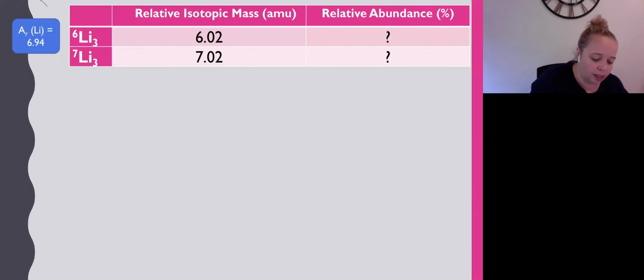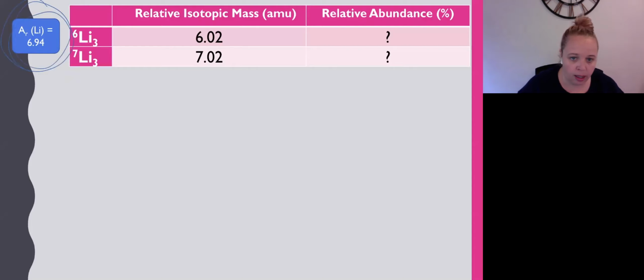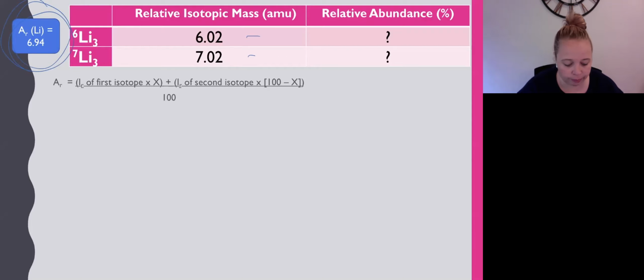This time we get given the AR over here. We get given the fact that there are two isotopes and we know what their relative atomic mass is, but we need to figure out what their relative abundance is. So pause, give it a go. This is the one that's in your notes also. So when you come back, this is what we're going to come back to.